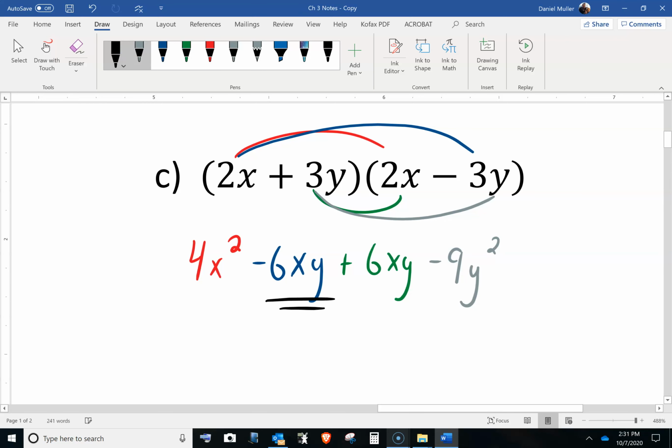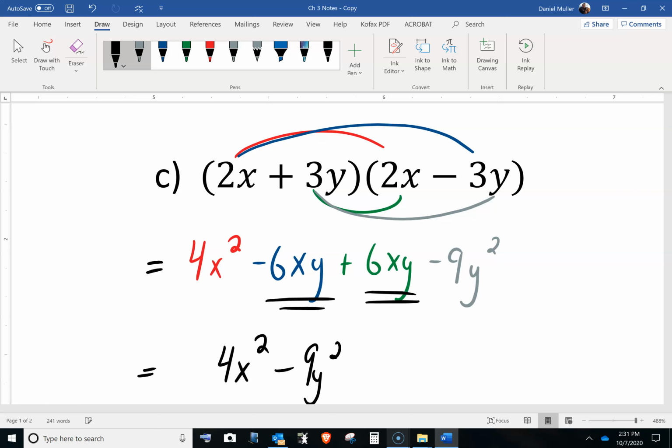Now, these are alike, negative 6 and positive 6. There's the same number of x, y's, so those can cancel. There's 0. 4x squared minus 9y squared.